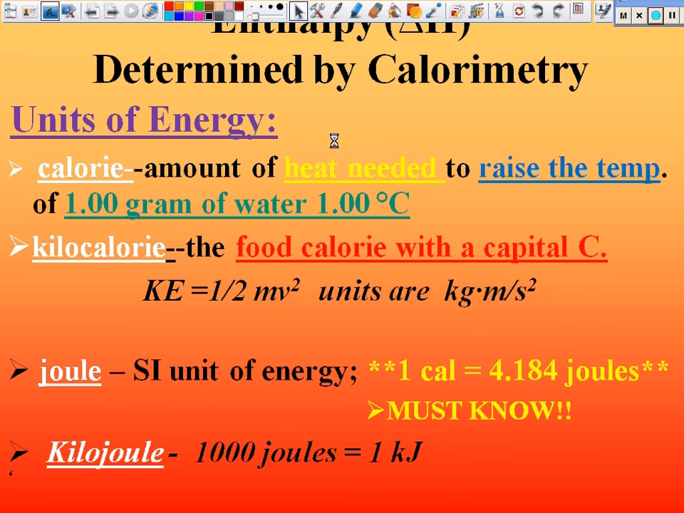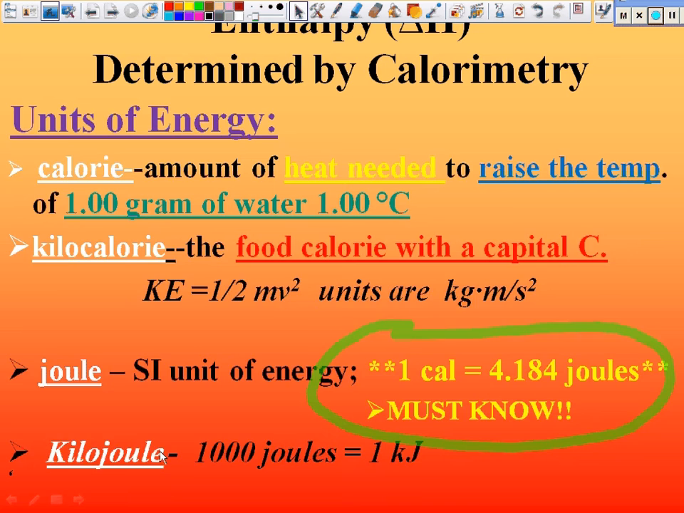Units of energy, you've got the calorie, which is the amount of heat needed to raise the temperature of 1 gram of water 1 degree Celsius. The kilocalorie is the food calorie with a capital C. The joule is the one we're knowing. And I'll go ahead and tell you, we're probably going to run into a few of these, but just know that 1 calorie is 4.18 joules. Do you recognize that number? Yep, that's the specific heat of water. Yes, that's why calorie is 1 and joules is 4.18. Okay, and then a kilojoule is 1,000 joules, which you already know.